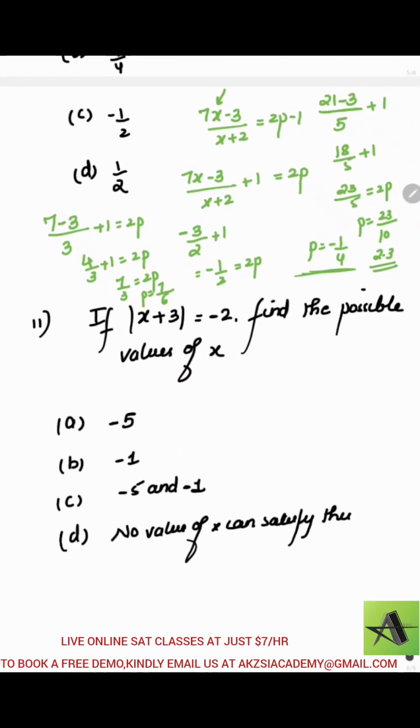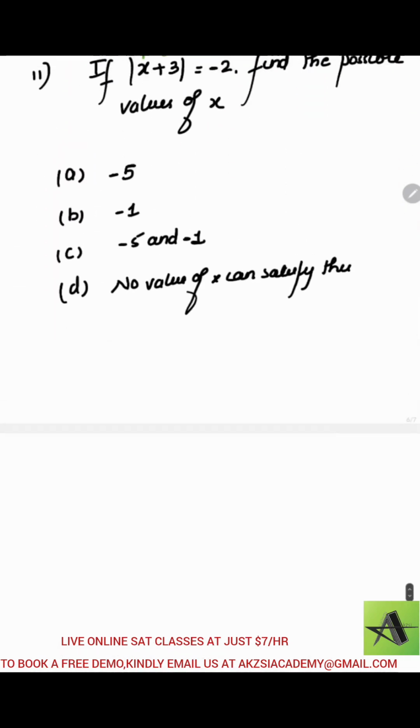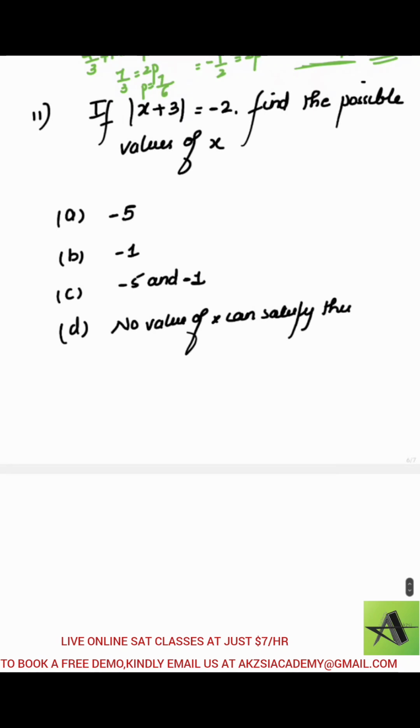Moving on to the last question. If mod of x plus 3 equals negative 2, find the possible values of x. The first and very most important thing is you can give the answer just by looking at it. And the answer is that no value of x can satisfy this, because whenever we put any number inside the modulus, the answer is always positive.